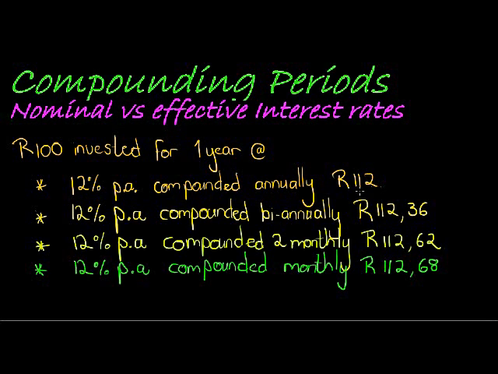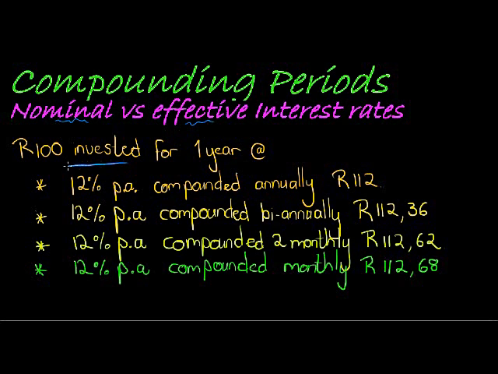If it was compounded annually, we earned 12 Rand for that year. When we were earning it biannually, we earned 12 Rand and 36 cents. When we were earning it 2 monthly for that whole year, we earned 12 and 62 cents. And when we earned it monthly, we earned 12 Rand and 68 cents. If you don't recall, go and watch that video again so that you can catch up. But now we're going to look at nominal versus effective interest rate.